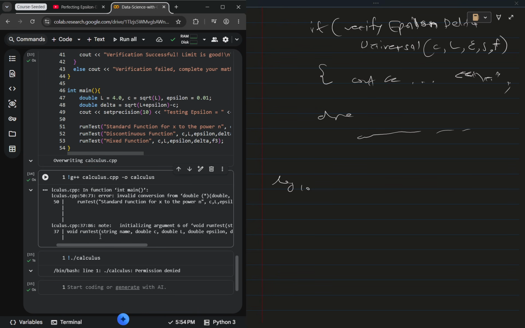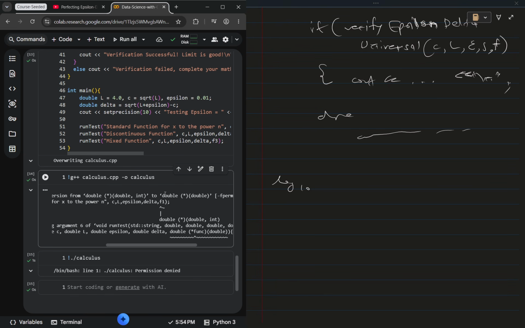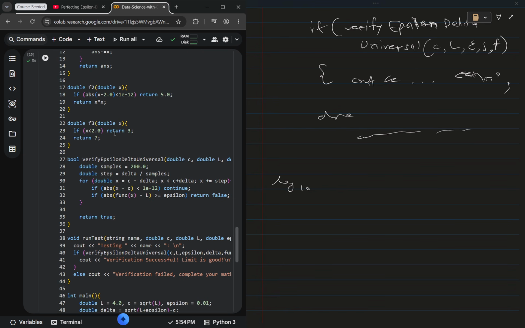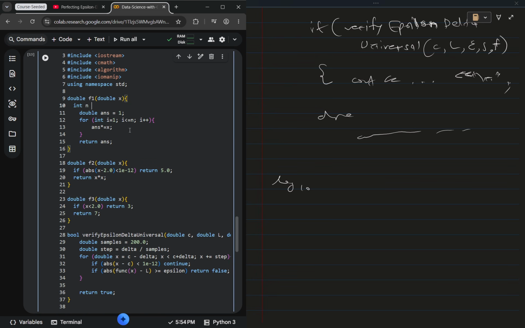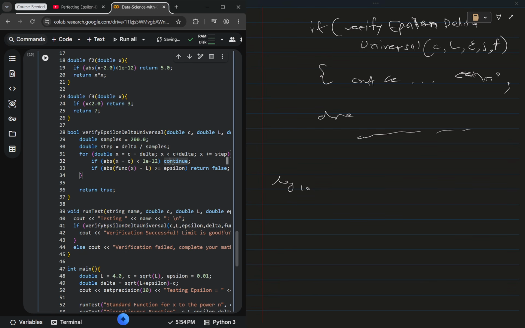Let me just read the problem. Error: invalid conversion from double star double end to double comma end. Oh, okay, I got it. So basically over here we are just having two parameters, but there we passed for a single parameter. Let's just reduce this and let's write it over here. Int n equals 2. So basically this will just give our square as well. So now we can run this.